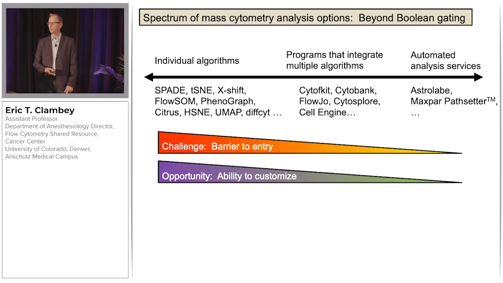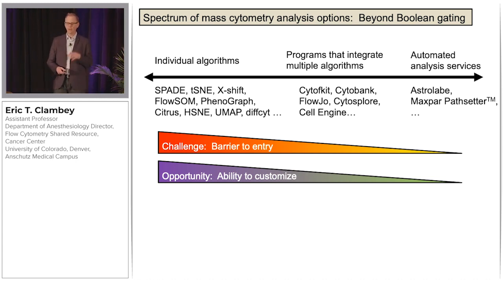Now, going beyond Boolean gating, there are a wide variety of analysis options. On the left are a whole variety of individual standalone algorithms. But there also are programs that integrate multiple algorithms, as well as fully automated analysis services, and we'll hear about some of those this afternoon. I'll focus primarily on the individual algorithms. These algorithms often have a higher barrier to entry, but they also allow a unique opportunity to customize your data analysis.